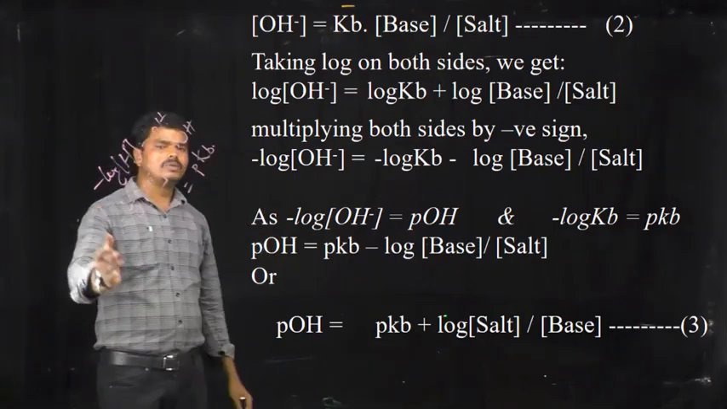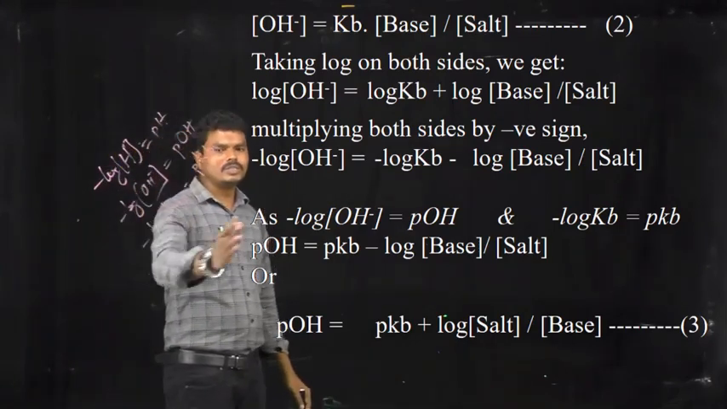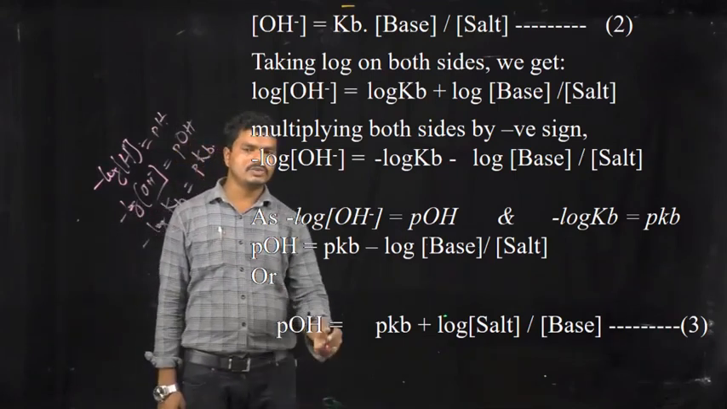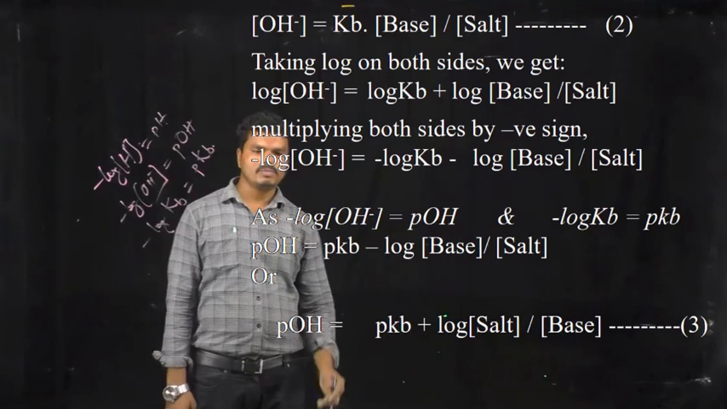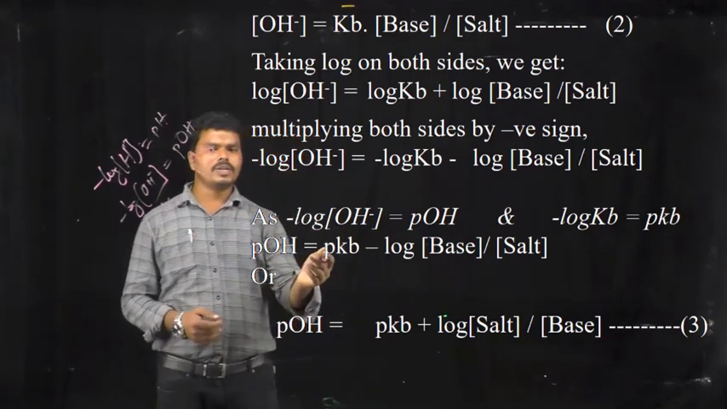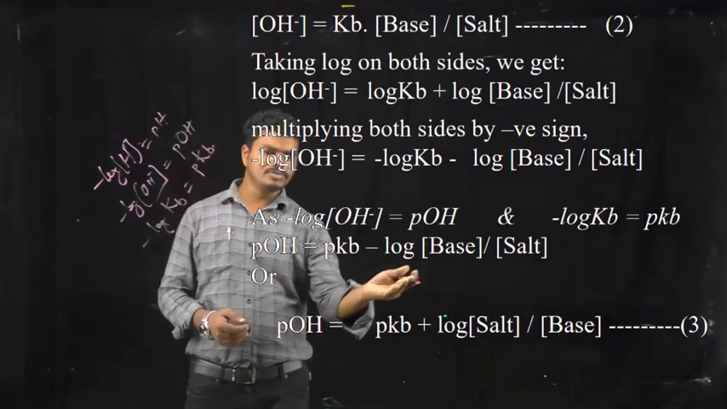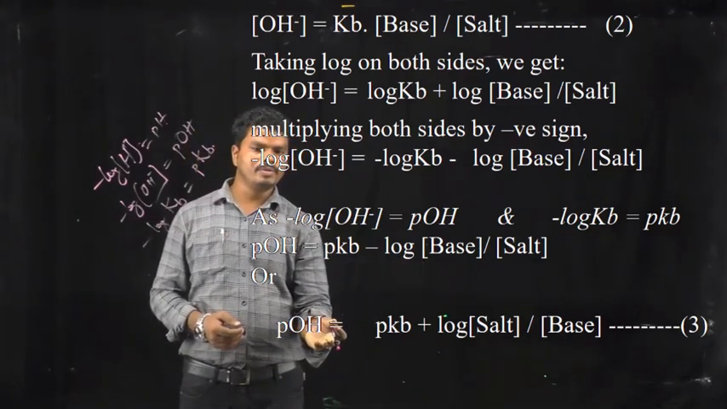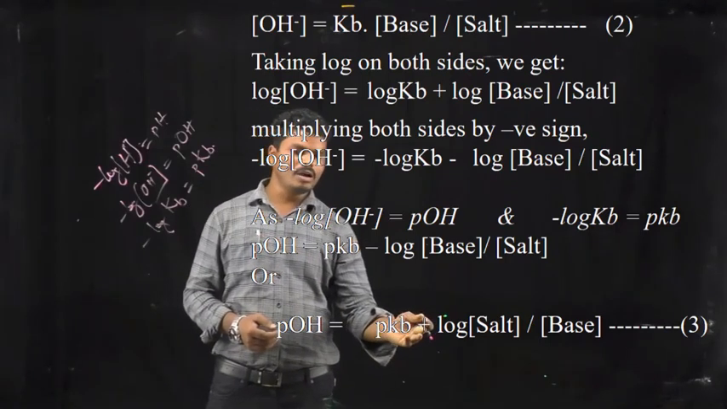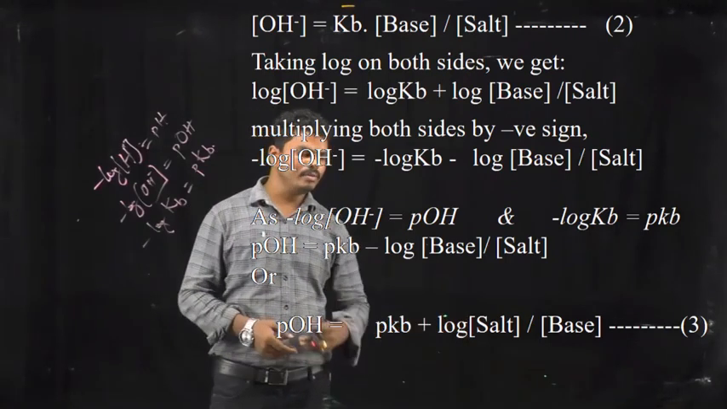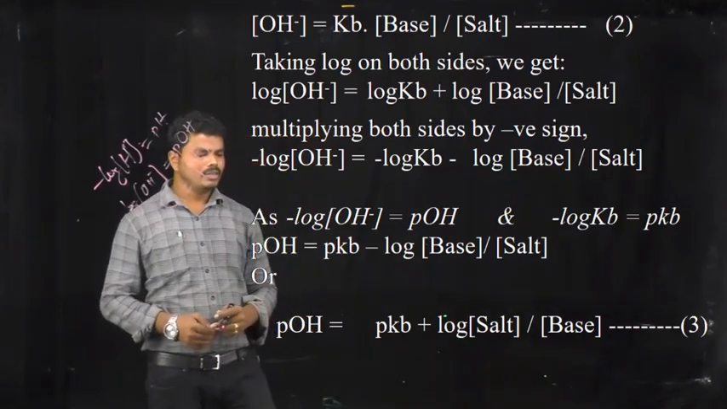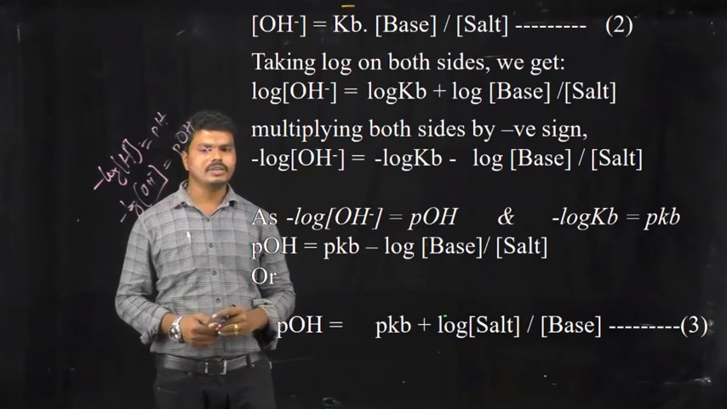So when you substitute these terms in this equation, we can write the equation as pOH is equal to pKb minus log of base by salt concentration. Or when you reverse these terms, we get the equation pOH is equal to pKb plus log of salt concentration divided by the base concentration. So this is the Henderson-Hasselbalch equation for the basic buffers.